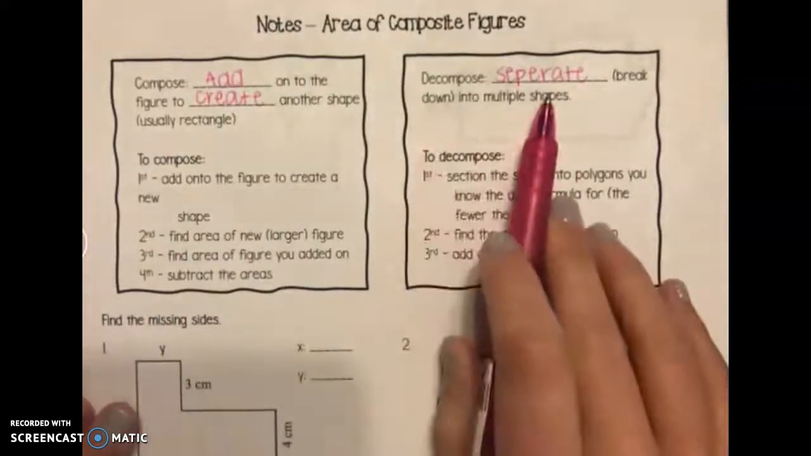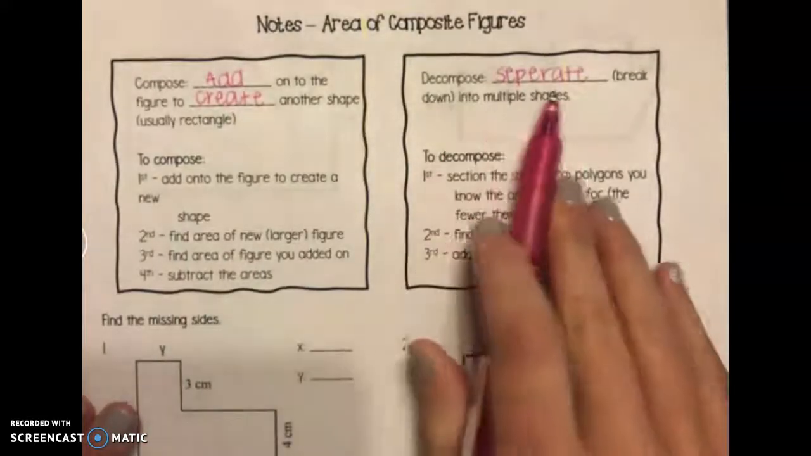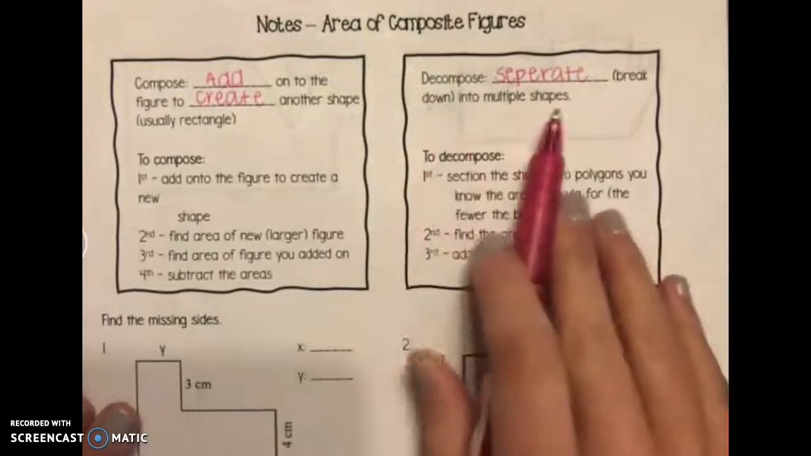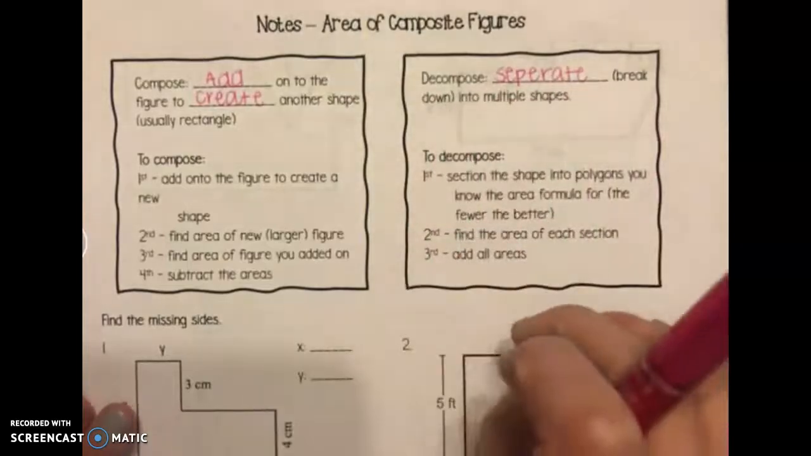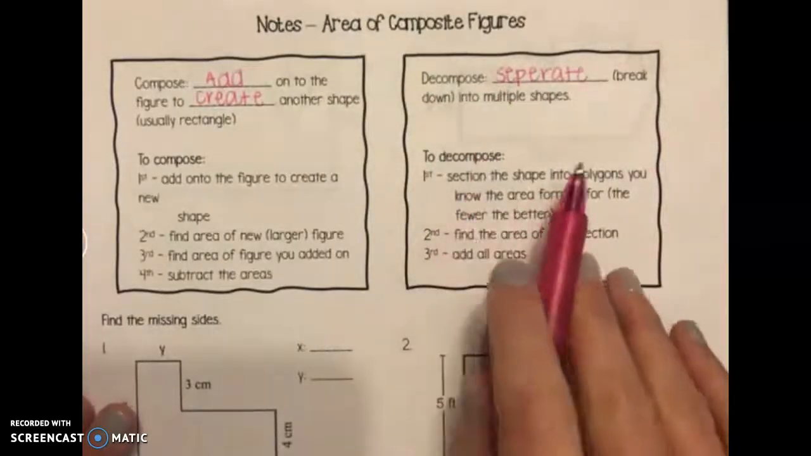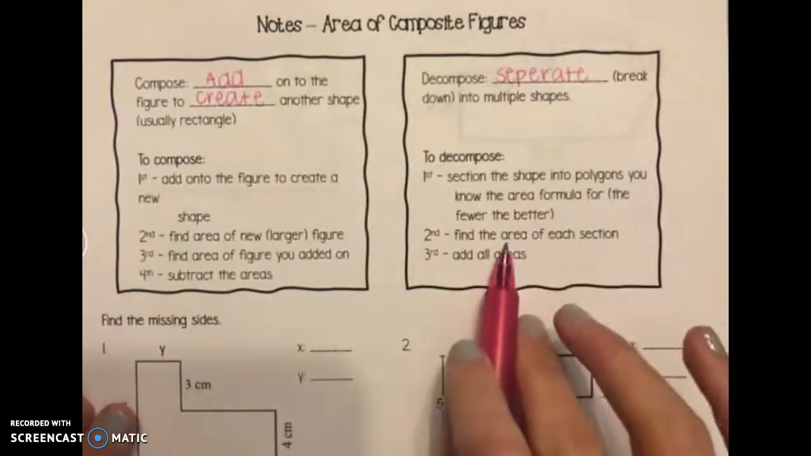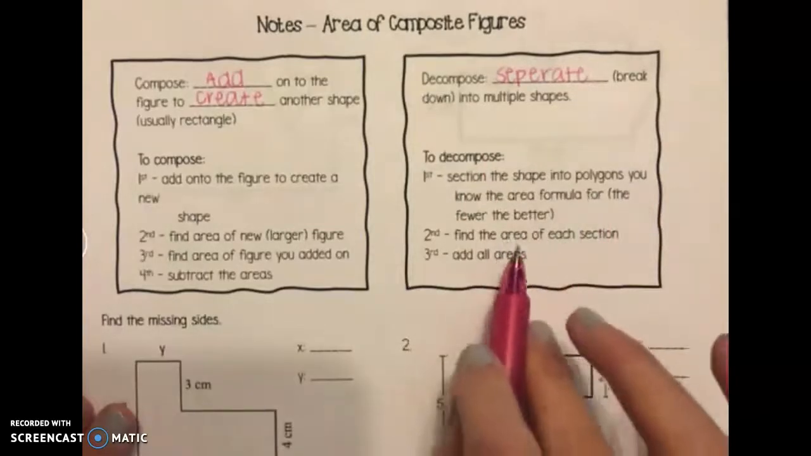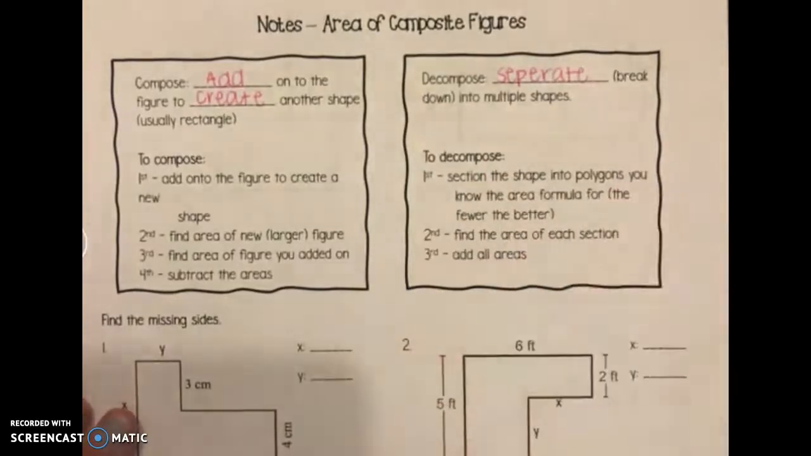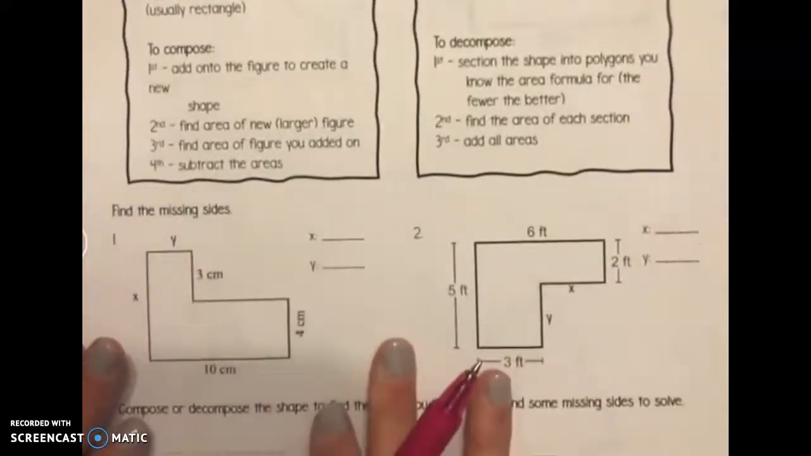And then to decompose, and guys think of science, you're going to separate or break down into multiple shapes. So we're going to break it down into multiple shapes. So for one, you'll section this shape into polygons you know the formula for, find the area of each, and then add them all up because we want all of them. Okay, so first things first, let's just work on finding missing sides.